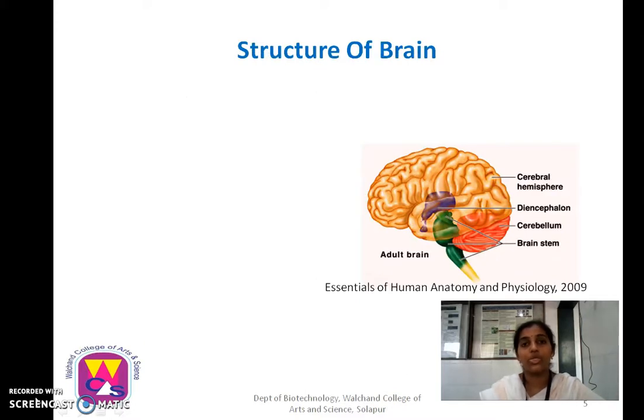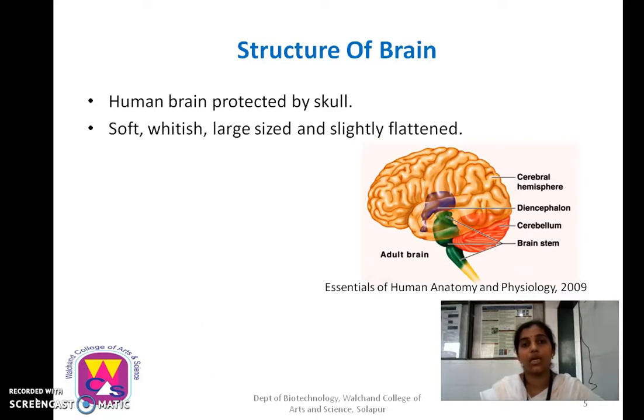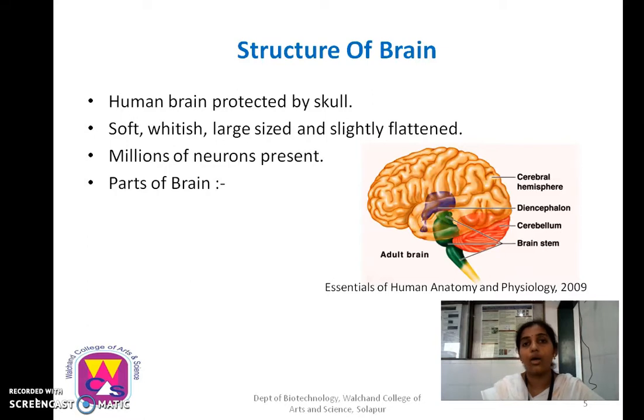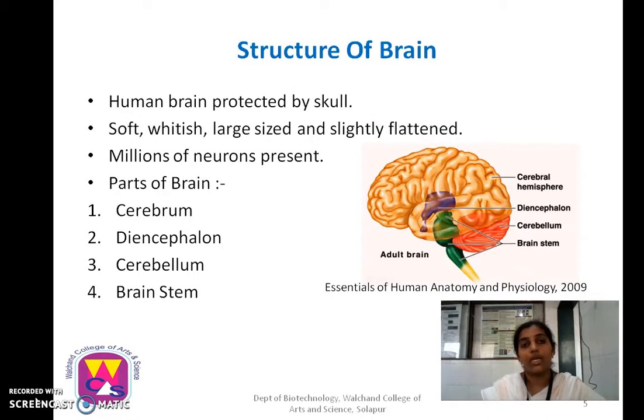Now, the structure of the brain. The brain is a major part which is present inside the skull. The skull is a bony and very hard part which protects the brain from mechanical and electrical injuries. The brain is soft, whitish, large-sized and slightly flattened. It is made up of millions of neurons, and these together coordinate our body activities. So what are the parts of the brain? The brain is divided into four major parts, that is cerebrum, diencephalon, cerebellum and brainstem.